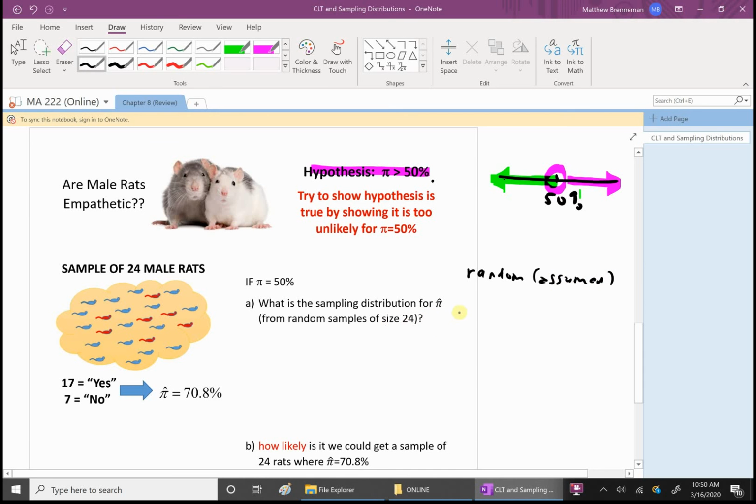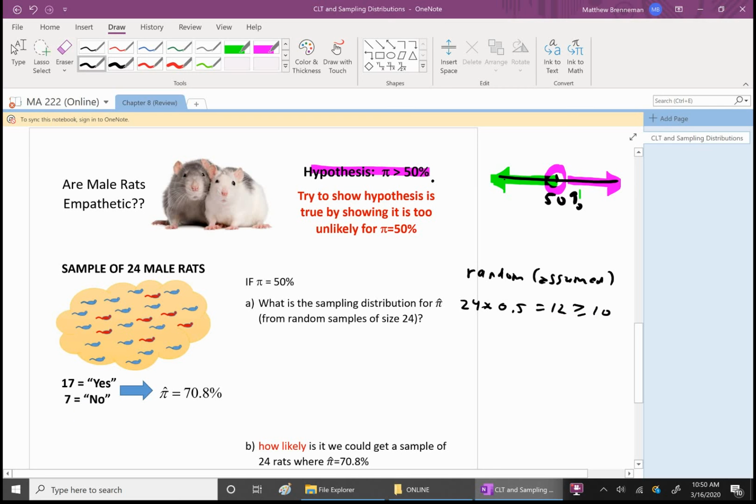And we want to check to see if it was large enough, right? So our sample size was 24, and pi was 50%. So n times pi is 12, which is greater than or equal to 10. And if we look at n times 1 minus pi, we're going to get the same thing, right? So our sample's large enough.